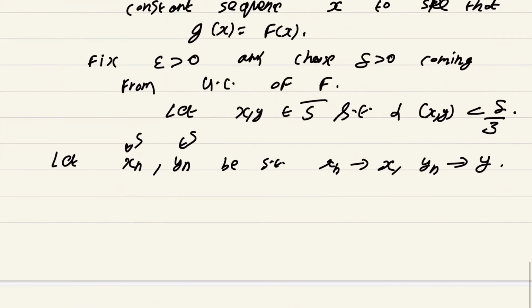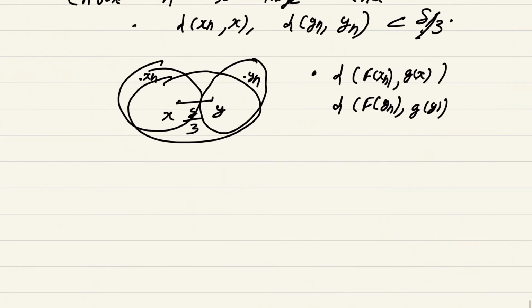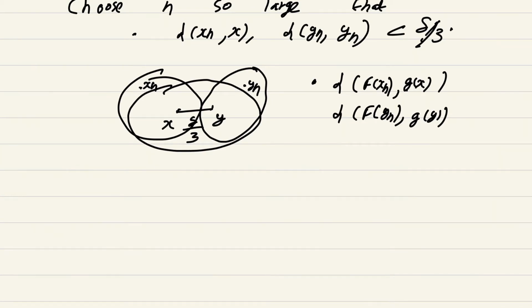And anyway, that is irrelevant to our purpose. Our interest is solely in showing that the distance between g of x and g of y is less than epsilon. So what you do is you choose n so large that first of all d(xn, x) and d(yn, y) are both less than delta by 3. And d(f(xn), g(x)) and d(f(yn), g(y)), both of these should also be less than epsilon. Both quantities should be less than epsilon. Now we have ensured by our choices that d(g(x), g(y)) is actually going to be less than 3 epsilon. Why is that?